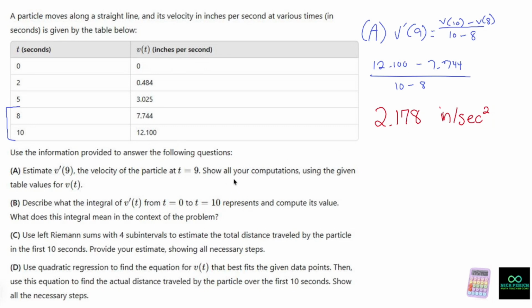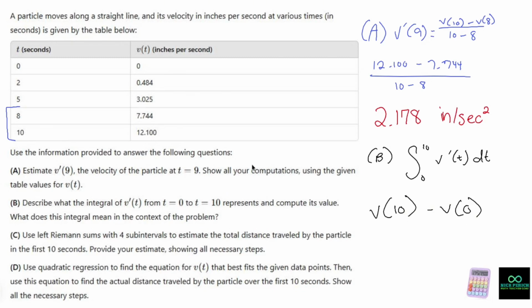Now that's A. B is asking us to describe what the integral of V prime of t from 0 to 10 represents. The integral between 0 and 10 of V prime of t, so I guess we'll do dt. Now normally we would say that would just be capital V of 10 minus capital V of 0. But what that means here is if we're taking the integral of the derivative, we kind of go back to square one, which in this case is regular V of t. So this is going to end up being V of 10 minus V of 0.